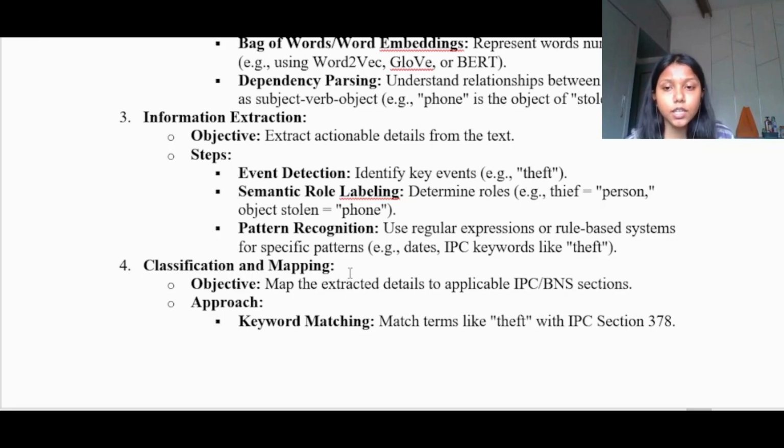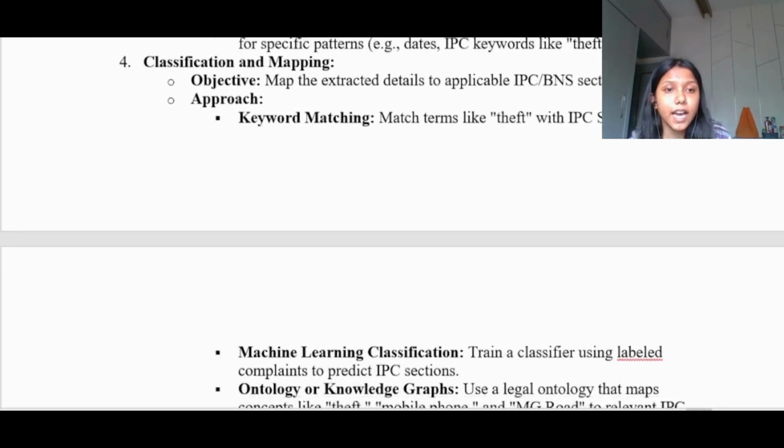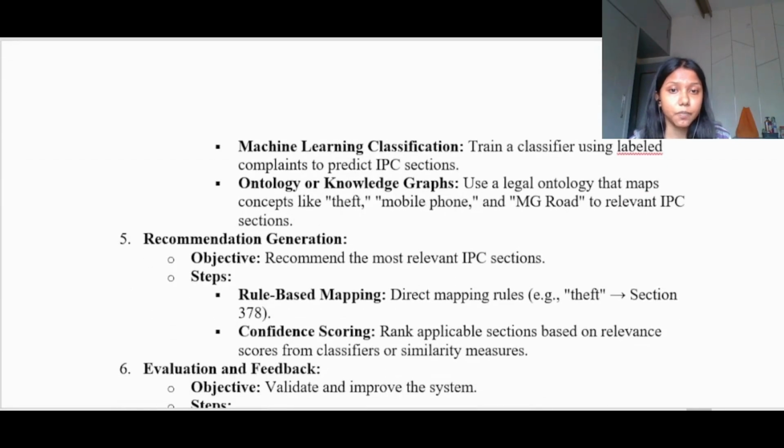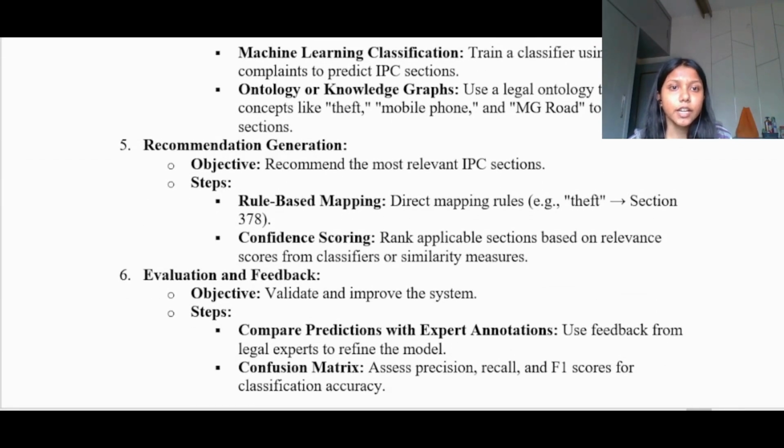Classification and mapping. The objective of classification and mapping is to map the extracted details to applicable IPC or BNS sections. The approach for this is number 1, keyword matching. Match terms like theft with IPC section 378. Machine learning classification. Train a classifier using labeled complaints to predict the IPC sections. Ontology or knowledge graphs. Use a legal ontology that maps concepts like theft, mobile phone, and MG Road to relevant IPC sections.